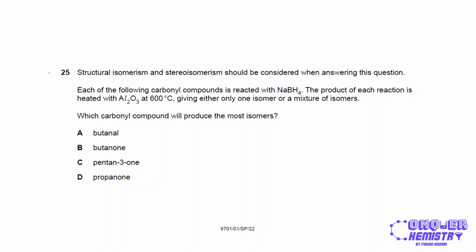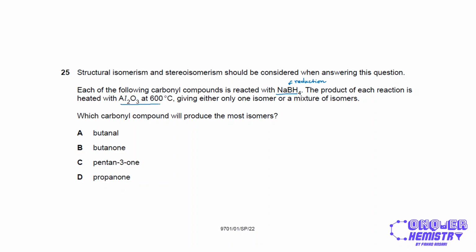So let's begin with the organic chemistry questions in this paper. The important instruction says structural and stereoisomerism should be considered when answering this question. Each of the following carbonyl compounds is reacted with NaBH4. So automatically this means that this is going to be a reduction reaction. The product of each reaction is heated with Al2O3 at 600 degrees Celsius, giving either only one isomer or a mixture of isomers. So which carbonyl compound will produce the most isomers?